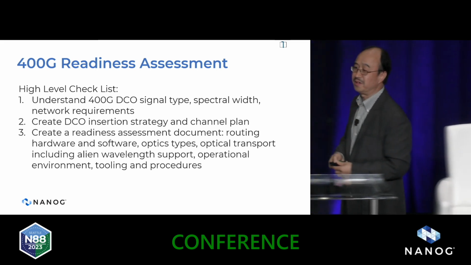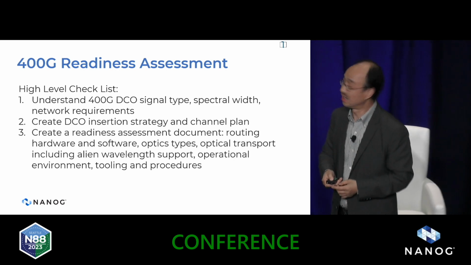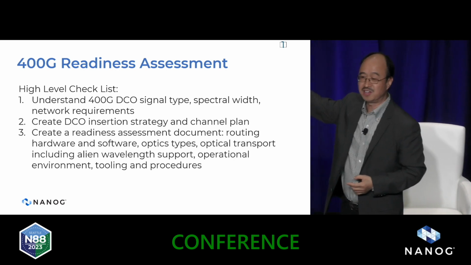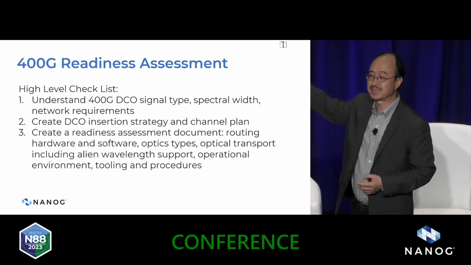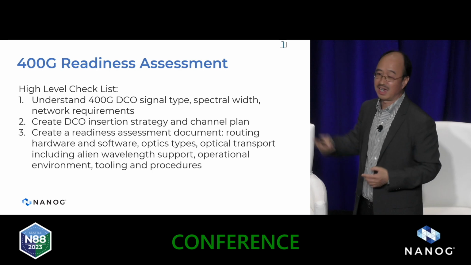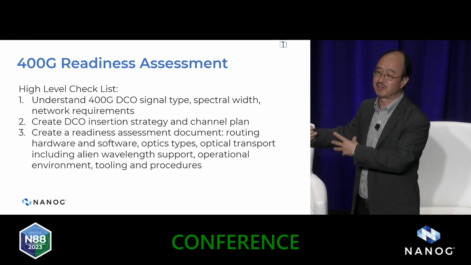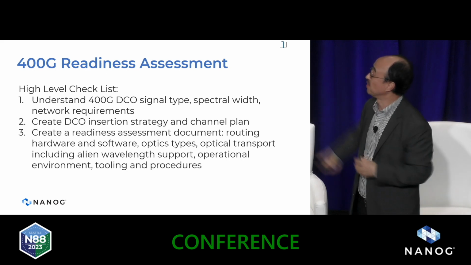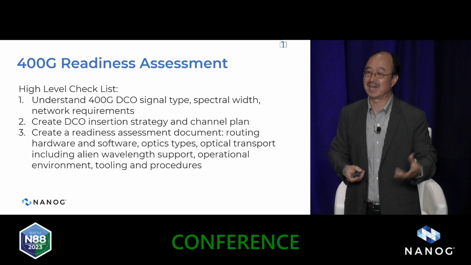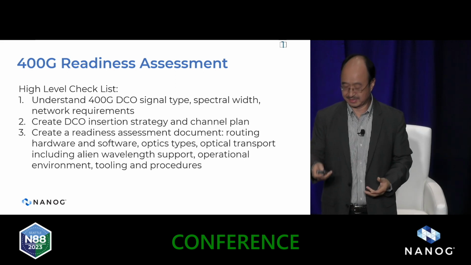There are several important things we want to accomplish with the 400 gig readiness assessment. We want to understand the 400 gig signals, what they are specifically, what some of their unique attributes are. We need to have a strategy to insert the 400 gig DCO into our network. And the third step is we're going to summarize what the gap is, if there's a gap, and what needs to be done for us to get to the next step.